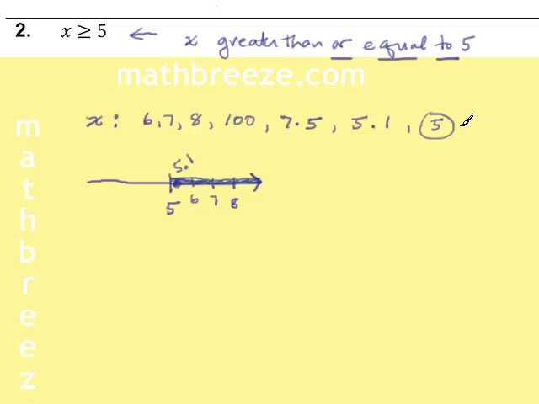Now this time we want to include 5. So we're going to put a solid dot where 5 is. We'll color in that dot this time. This solid dot is because of the double line here, the greater than or equal to symbol. And this is the graph of x greater than or equal to 5.